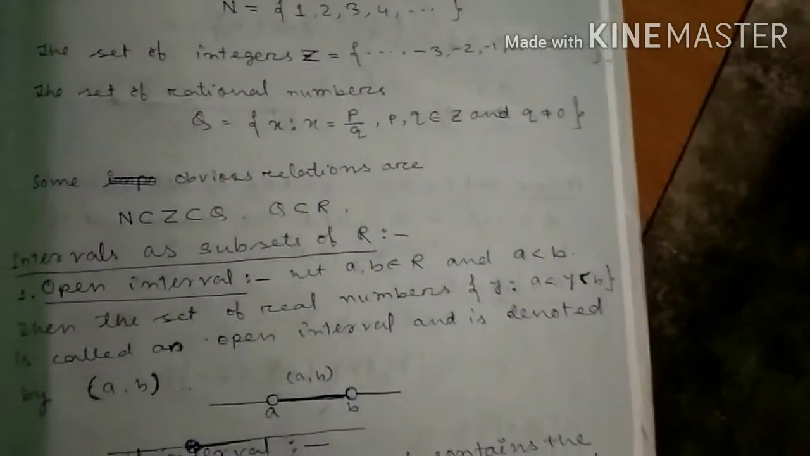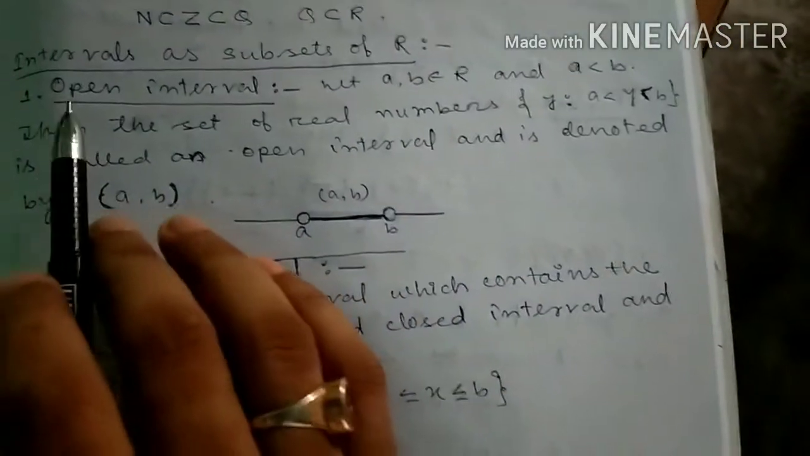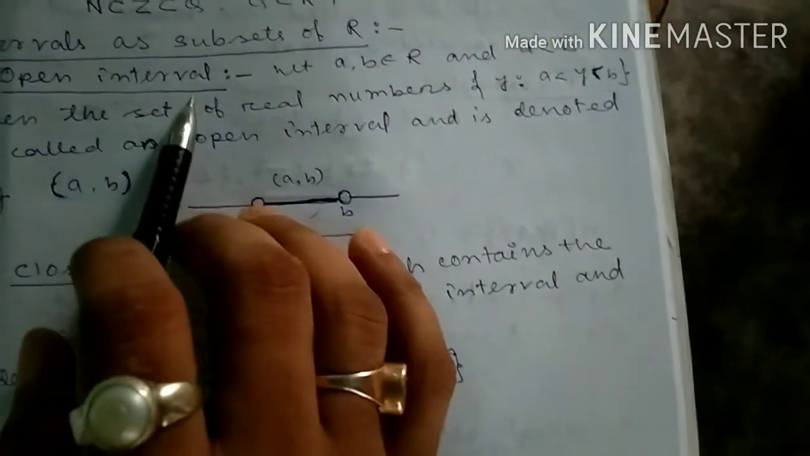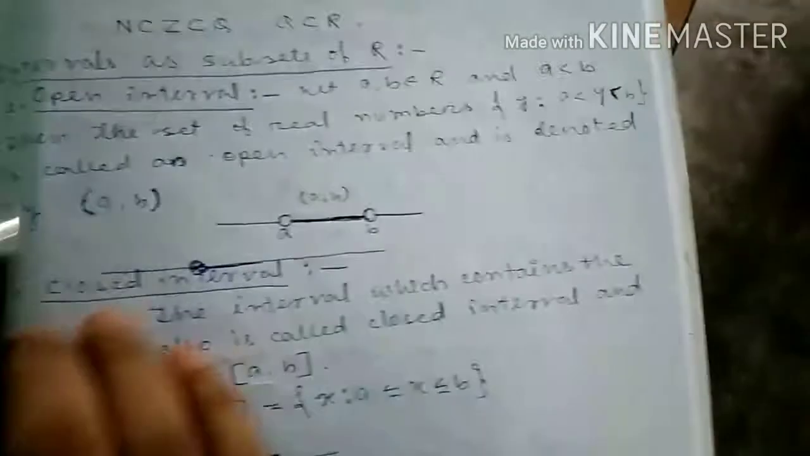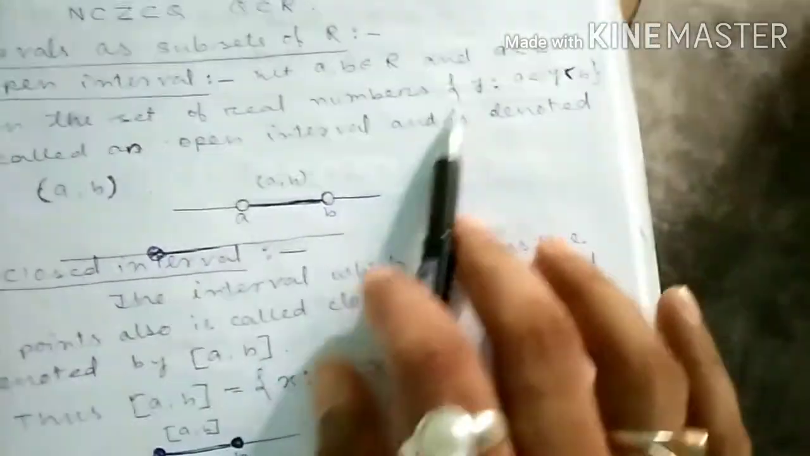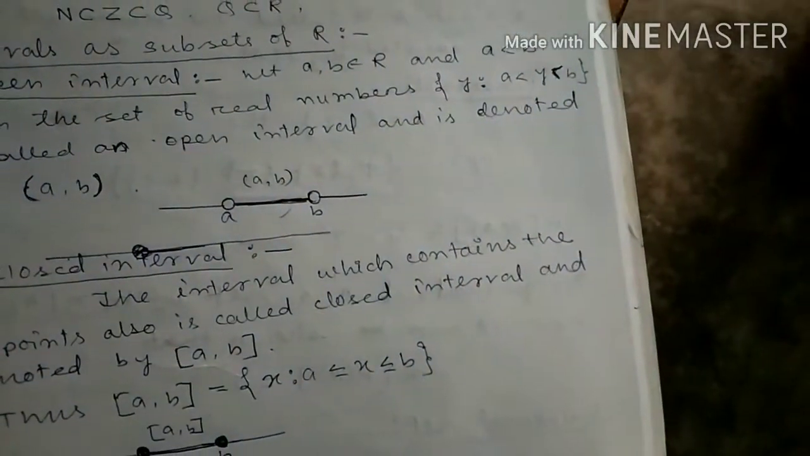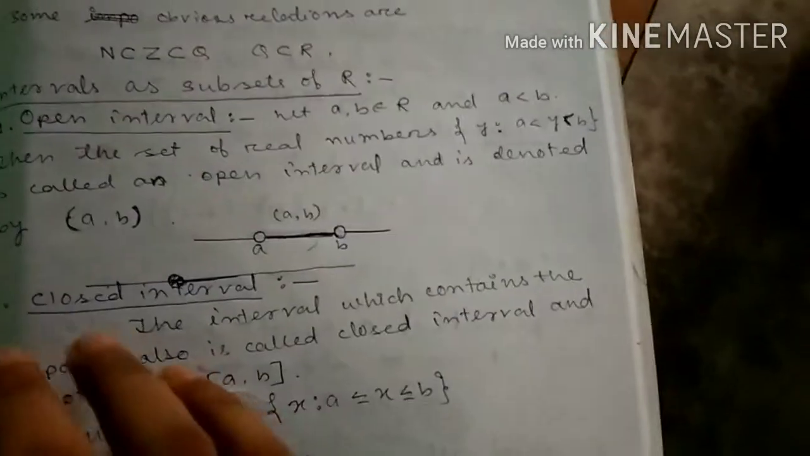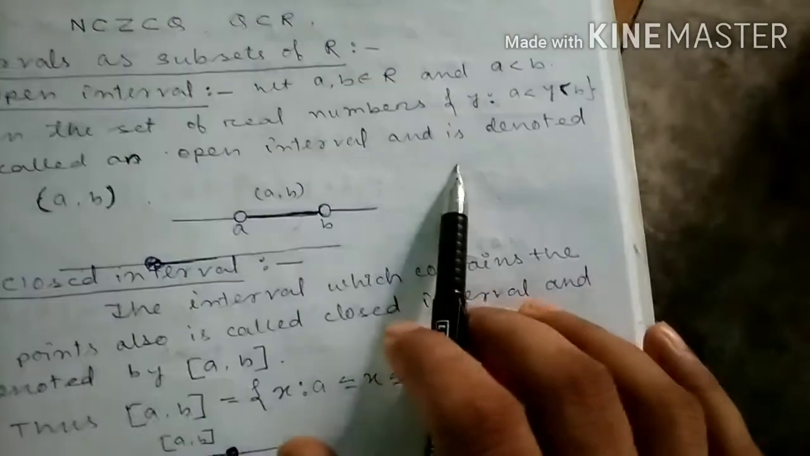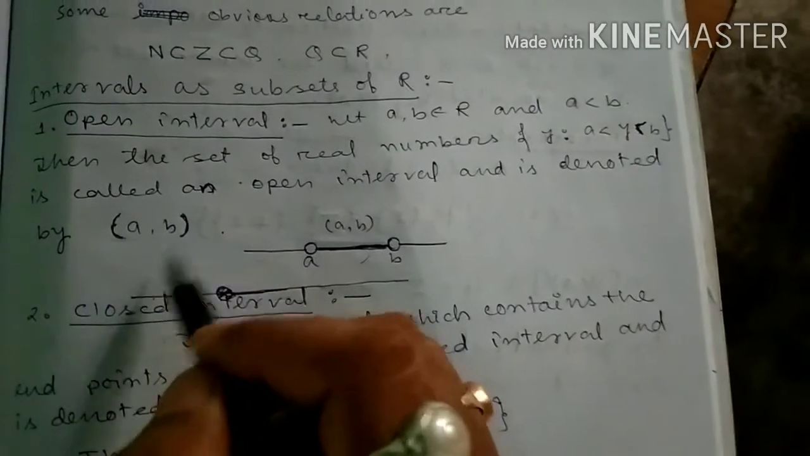Okay, so next very important point, that is intervals as subsets of R. There are different types of intervals. First one is the open interval. Open interval means let a, b belong to R and a is less than b, then the set of real numbers y such that a is less than y is less than b is called an open interval and is denoted by (a, b). We use the small brackets. This is known as an open interval.